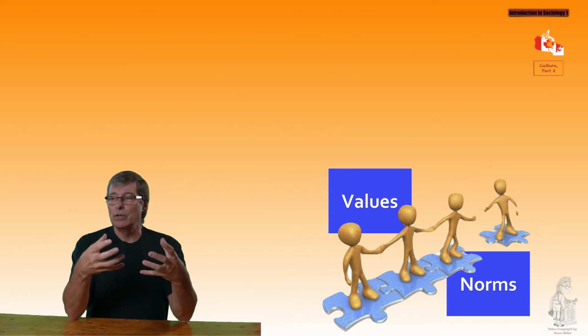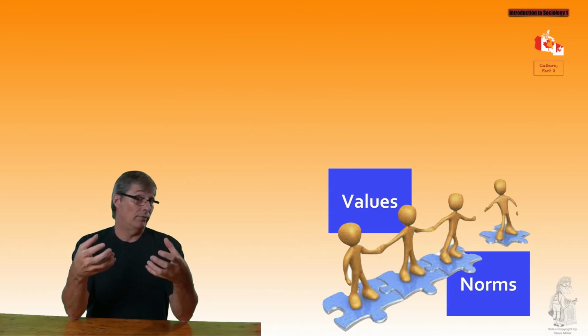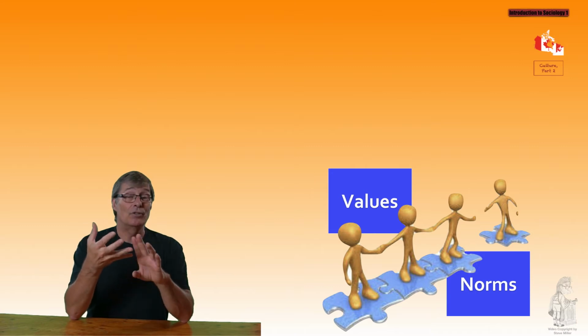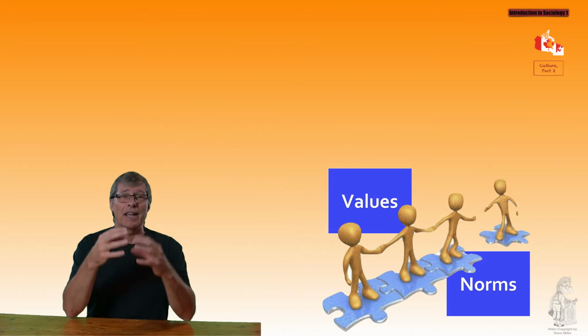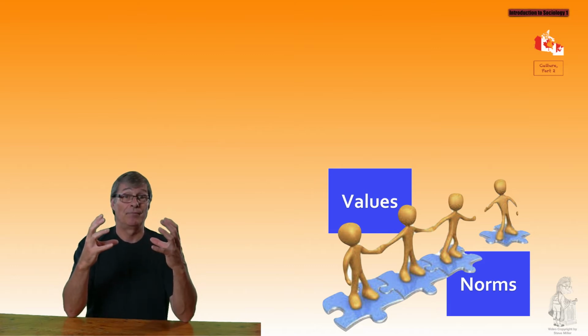Functionalists really just view that society is relatively stable because values and norms are static for the most part. They change, but not rapidly, and that's what holds everybody together.